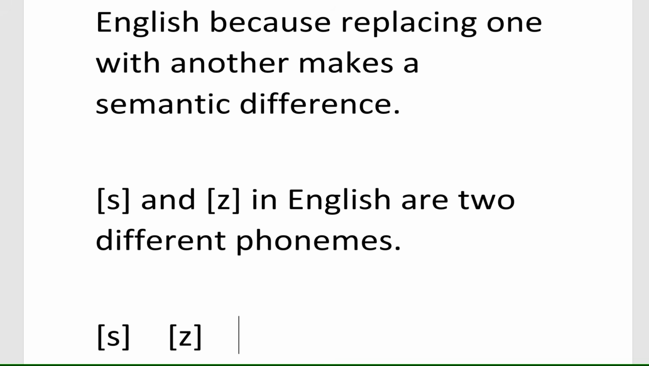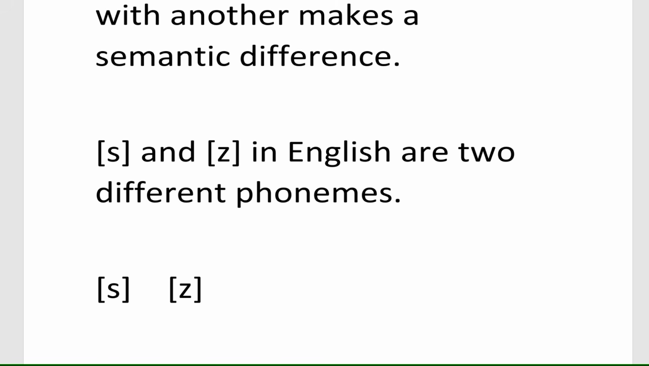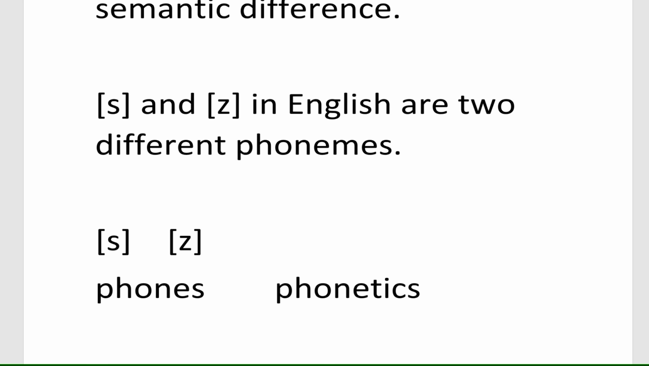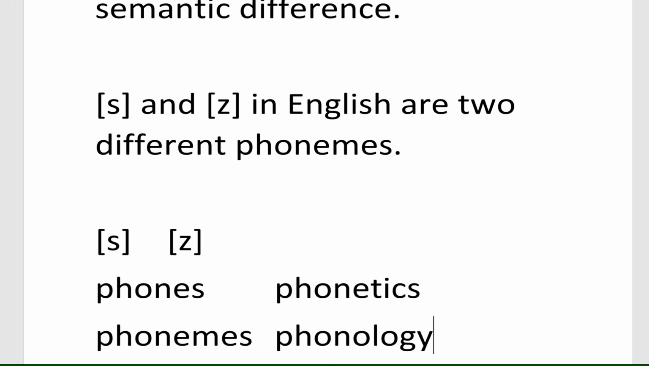But how important that difference is depends on the language. So these are language-specific statements. In English, sa and za are two different phonemes because they make a semantic difference. They're contrastive. If you just think of sa and za purely as sound segments, you're thinking of them as phones. Phones are studied in phonetics. But whether they make a semantic difference, if they do, then they are different phonemes, which is studied in phonology.